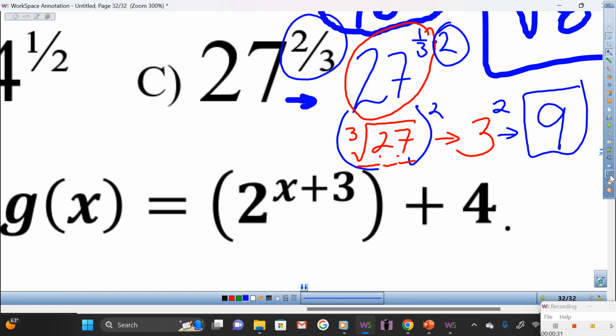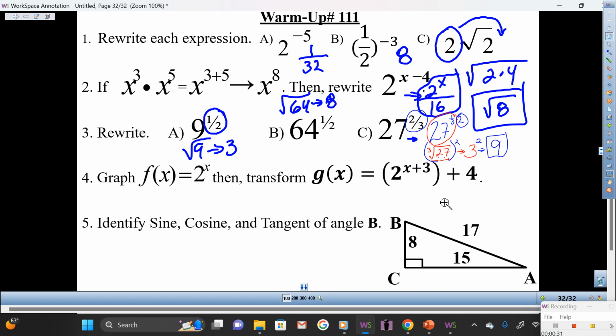All right. Let me zoom out. Let's go to number 4. To graph the exponential function, what 3 points do we use? Tell your neighbor again. What are the 3 points that we use for this parent function, exponential? What are the 3 points? 0, 1, 1, 2, 2, 4.